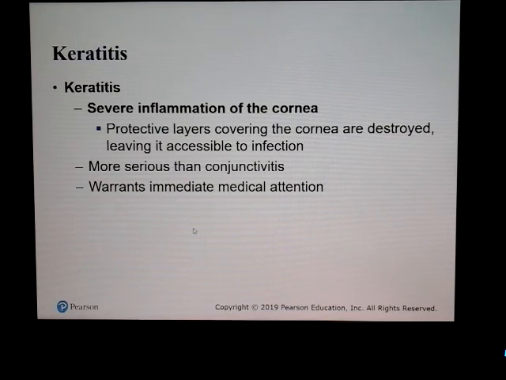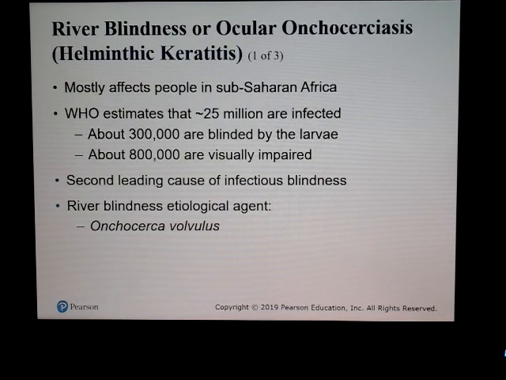Another very bad type of eye infection is called keratitis, and that is a severe inflammation of the cornea. And you guys, I hope, are aware that the cornea is kind of like the outer layer of your eye that looks out. It's a protective layer, and if that gets destroyed, you could most certainly go blind.